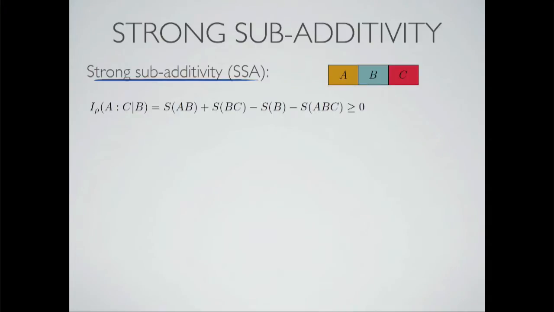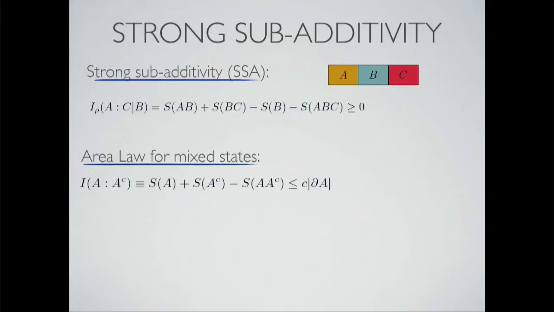So we all know and love strong subadditivity of entropy. It can be written concisely in terms of the conditional mutual information, which is this expression here. We know that it's always positive. And it has all sorts of applications in quantum information theory. But to get an idea of an immediate application it might have in many-body systems is that it gives us sort of more information about the area law.